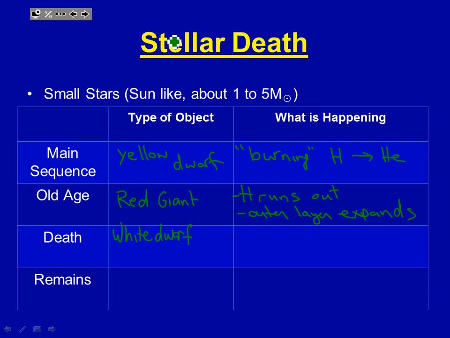White dwarf. The outer layer drifts away, and it becomes so thin that you can't even see it anymore.